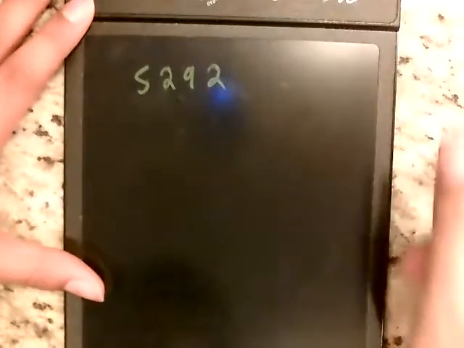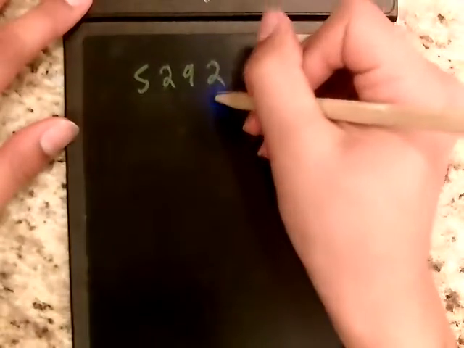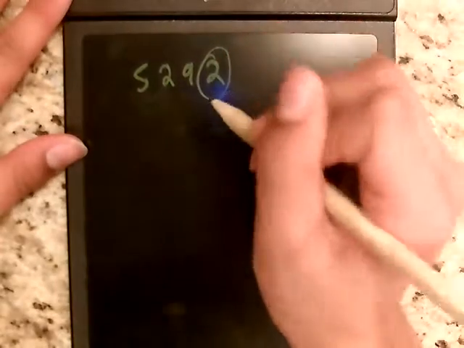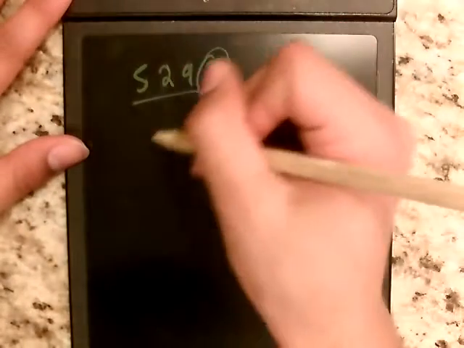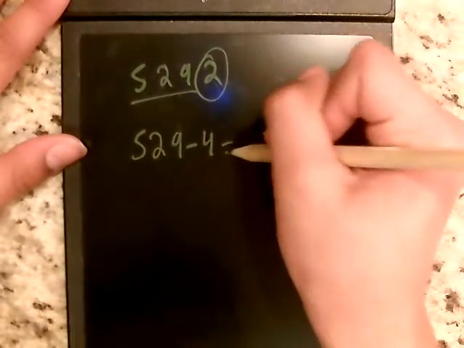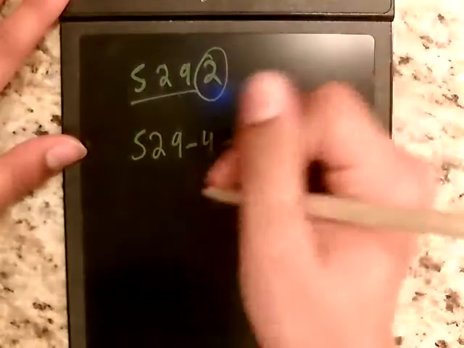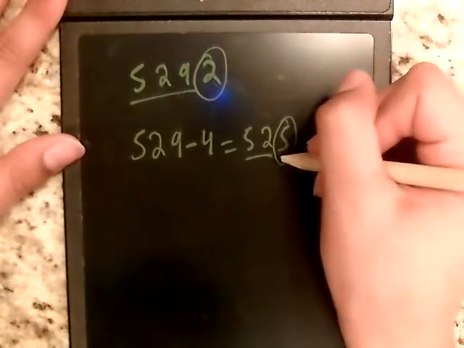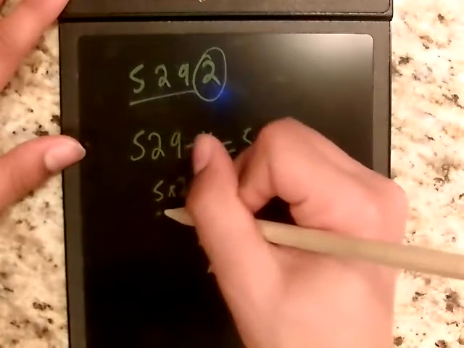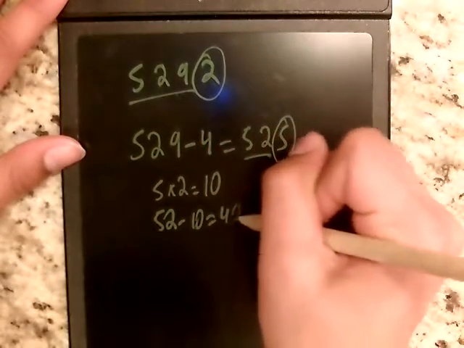Let's give an example. 5,292. I don't know why, I just like this number. So you double the last digit, which is 2. And then 2 doubled is 4. And then you subtract it from the rest of the number, which is 529. So 529 minus 4 equals 525. And then you double the last digit again and subtract it from what's remaining. 5 times 2 equals 10. Subtract it from 52. 42, and then 42 is divisible by 7. That means 5,292 is also divisible by 7.